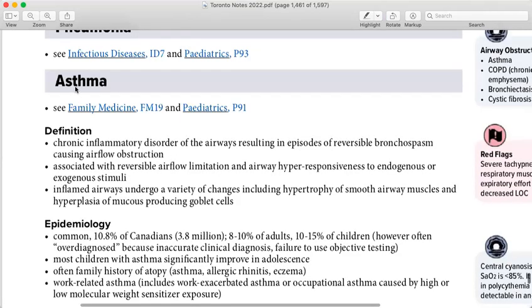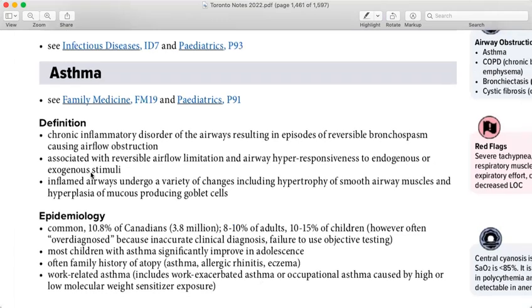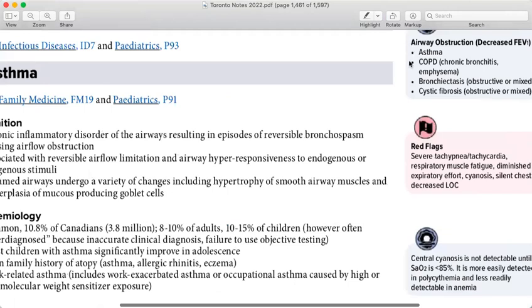Now coming to the asthma. When is asthma diagnosed? After the age of 5, asthma is diagnosed. Before age of 5, you cannot diagnose asthma. Spirometry is used to diagnose asthma. Simple as that. Then airway obstruction: asthma, COPD, bronchiectasis, and cystic fibrosis.